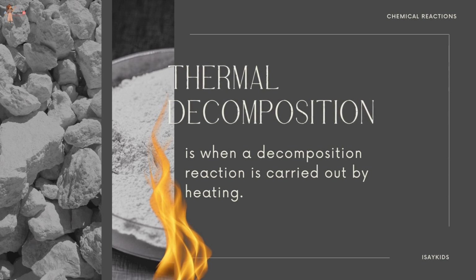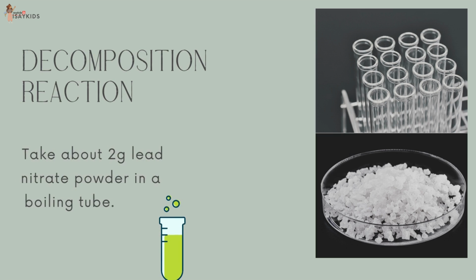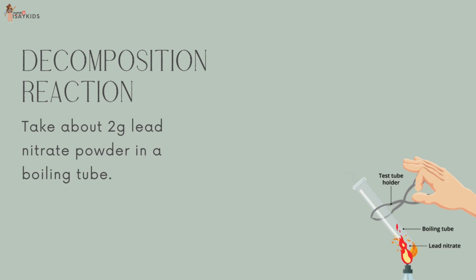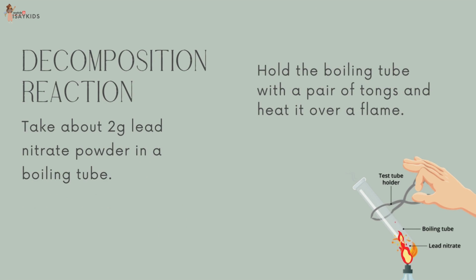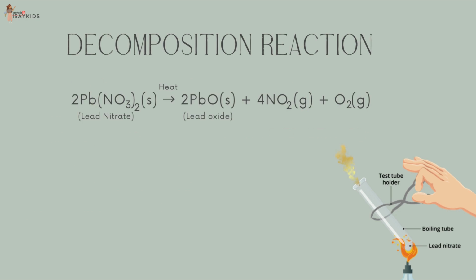Let's see one more example of thermal decomposition via an activity. Take about 2 gram lead nitrate powder in a boiling tube. Hold the boiling tube with a pair of tongs and heat it over a flame. You will observe the emission of brown fumes. These fumes are of nitrogen dioxide. The reaction that takes place is 2Pb(NO3)2 gives 2PbO plus 4NO2 plus O2.